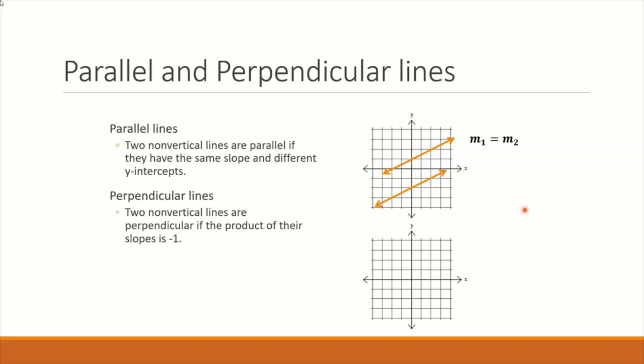Perpendicular lines, perpendicular means a right angle. So it's where two lines intersect and form a right angle.